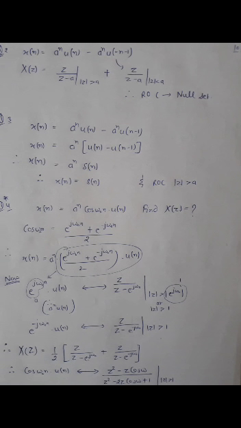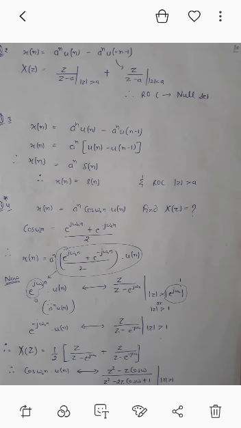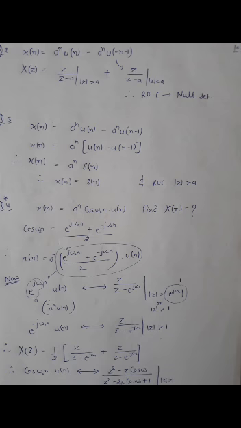The fourth part is an important question: x[n] is equal to a^n cos(omega naught n) u[n]. We have to find X(z), that is, the Z transform. We know that cos(theta) is equal to e^(j theta) plus e^(-j theta) divided by 2, and here theta is omega naught n. Now I can write e^(j omega naught n) u[n] as the first part, and e^(-j omega naught n) u[n] as the second part.